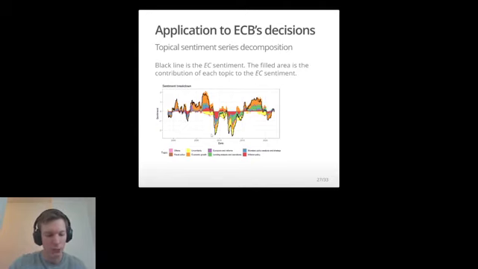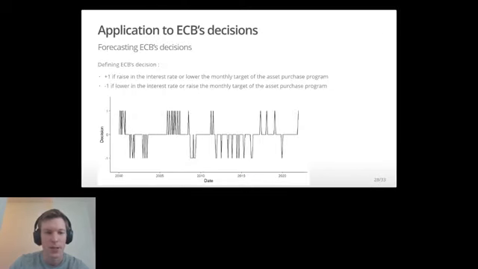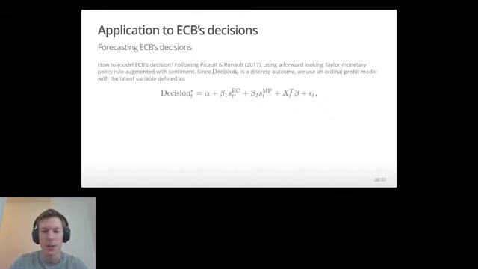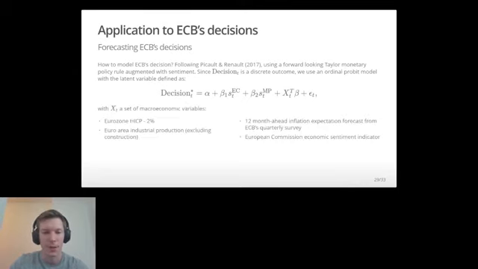So can we use this to improve forecasting applications? That's what we're going to see now. We have a quick application that forecasts the ECB's decision. We define a target variable, which is +1 if the ECB decides to raise the interest rate or lower the monthly target of the asset purchase program, -1 if they do the opposite, and 0 if it's neutral. Then we use an ordinal probit model to predict this using the two lexicons of Picault and Renault, and a set of macroeconomic variables: the Eurozone HICP, the industrial production, and the 12-month inflation expectation.